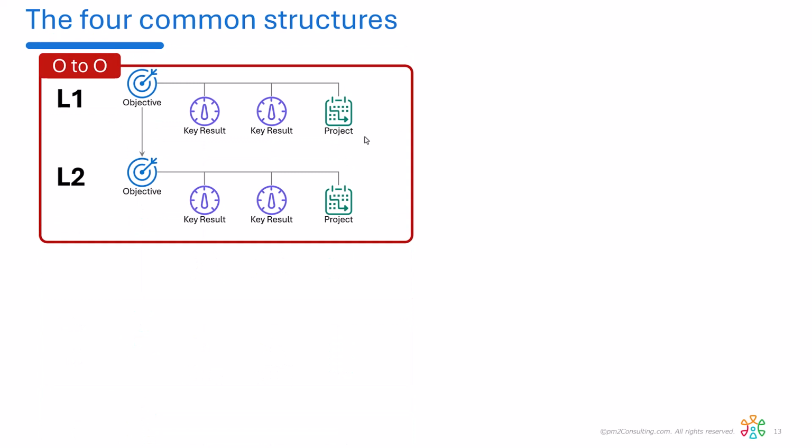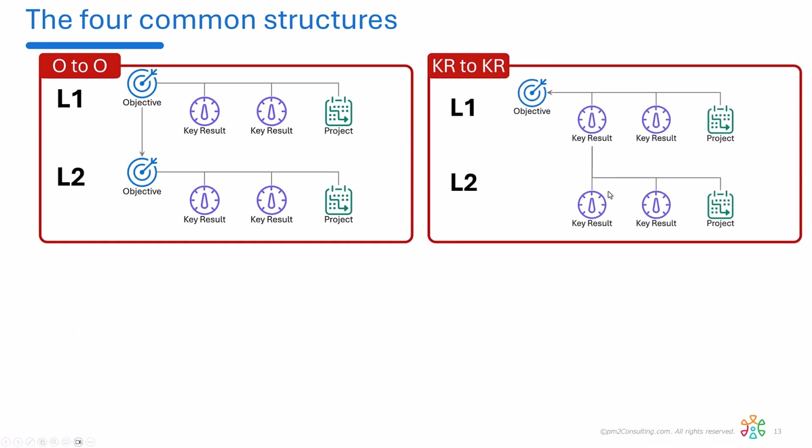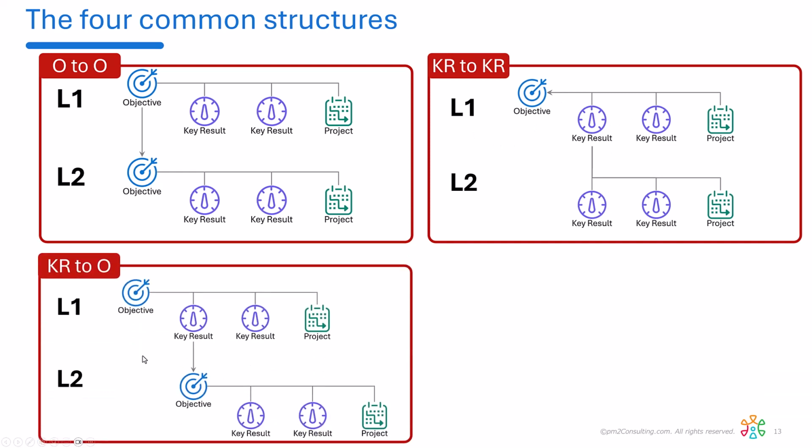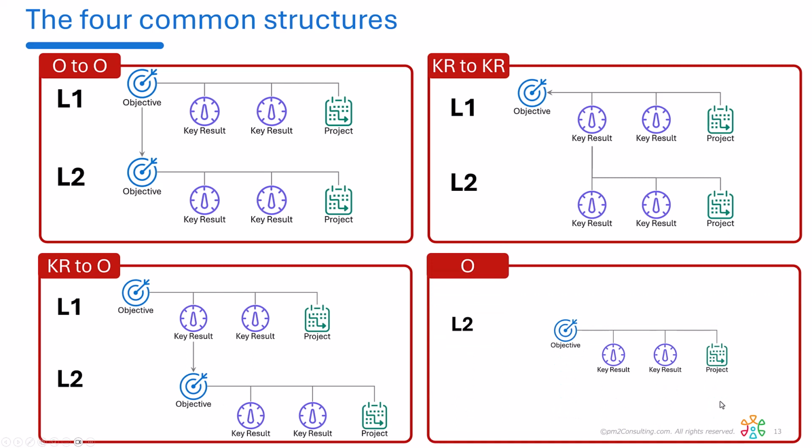So again, you've got 4 options. 1 is objective to objective. 2 is key result to key result. 3 is key result to objective. And 4 is just an orphan where there is no parent, but it lines up with your team, etc. So there it is, the 4 building blocks.